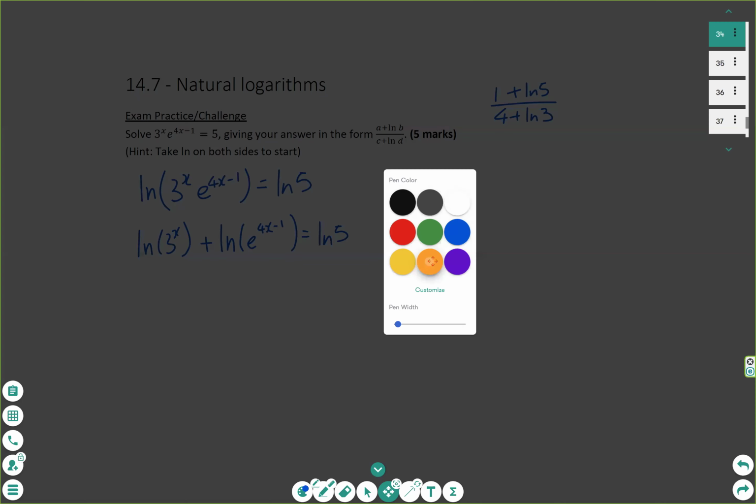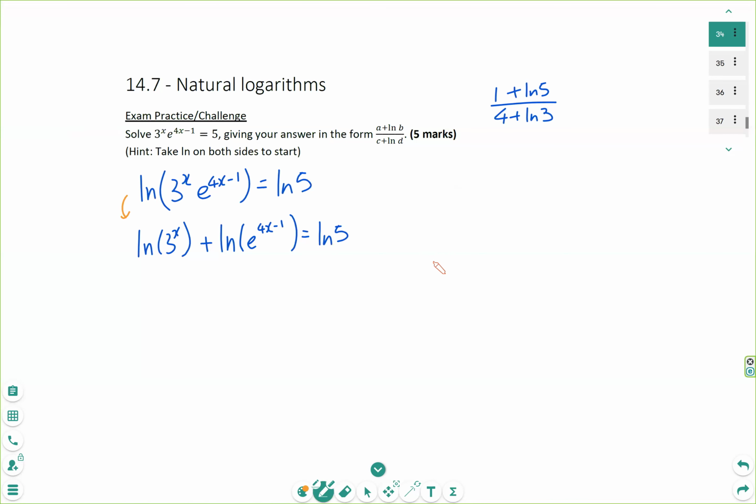So in here, what have we done? Well, log AB equals log A plus log B. The difference is we just use ln instead of log. We know ln is just a type of log. It's a natural log. Next, what can we do in here? Well, ln 3 to the x. Okay, so ln and e, love it. We can cancel out. So we can rewrite the next step as ln 3 to the power of x plus 4x minus 1 equals ln 5.